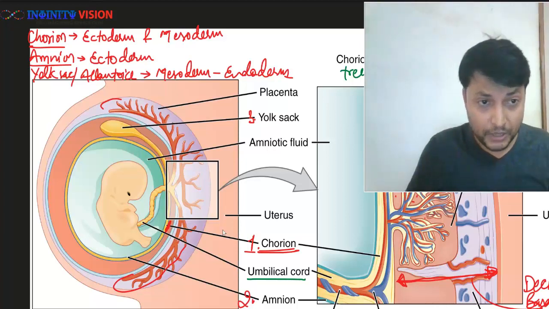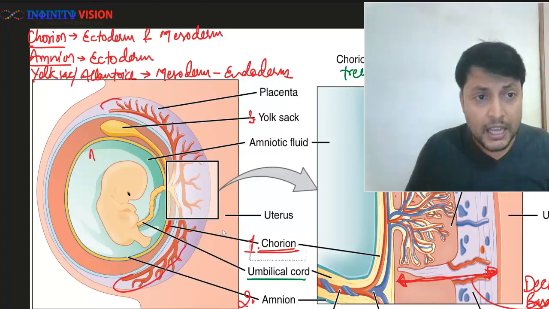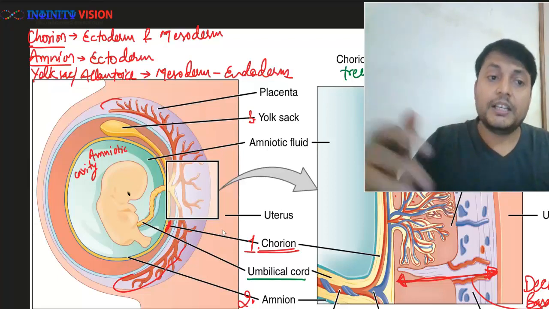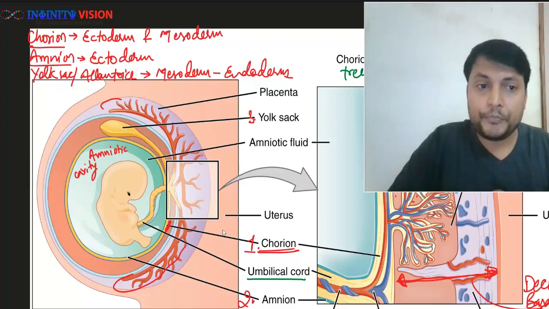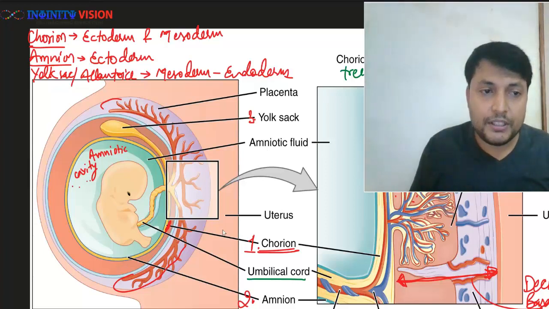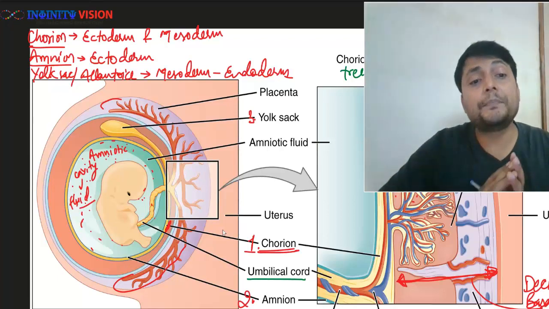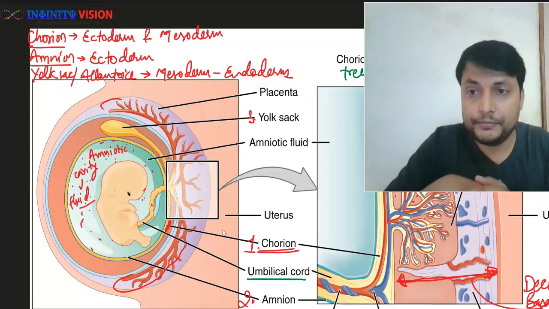Can you see this green one? This green one is amniotic cavity, because it is a space which is enclosed by the amnion membrane. In this amniotic cavity there is a fluid filled. This fluid is called amniotic fluid, and the embryo actually keeps swimming in this amniotic fluid.